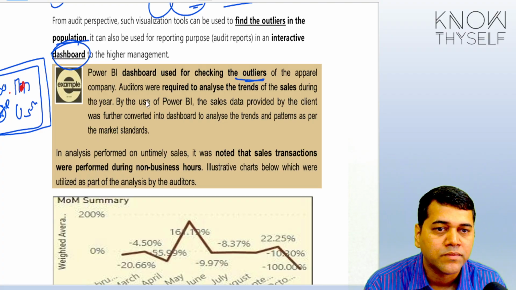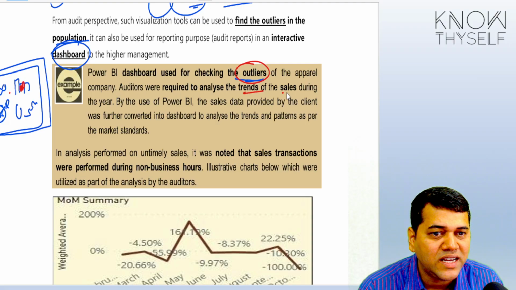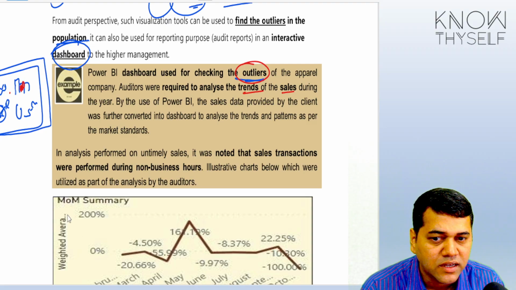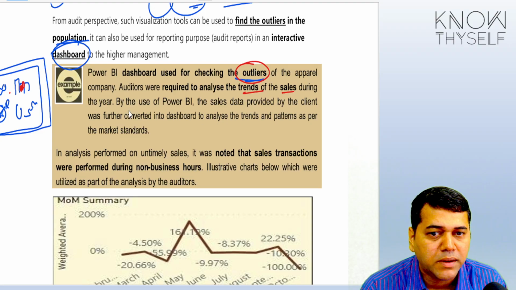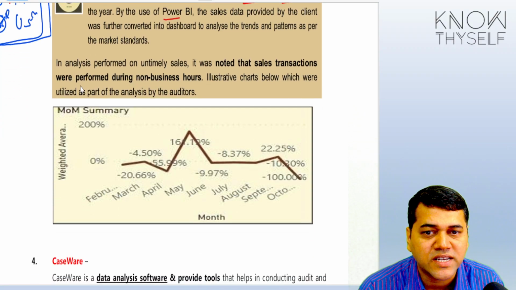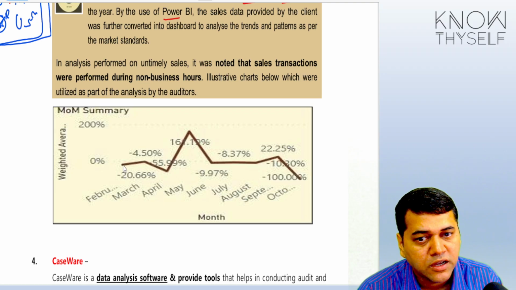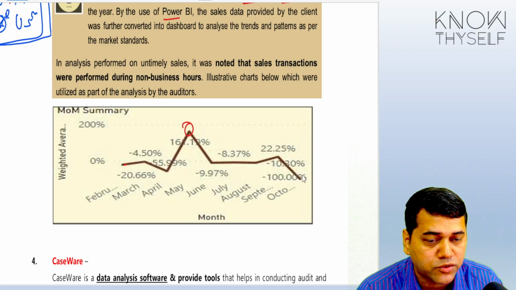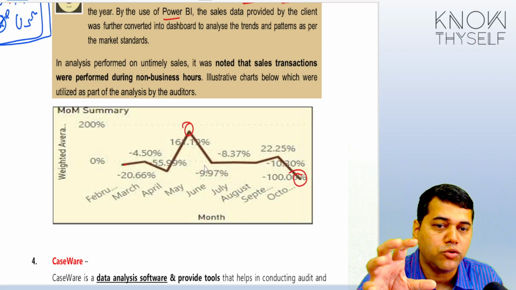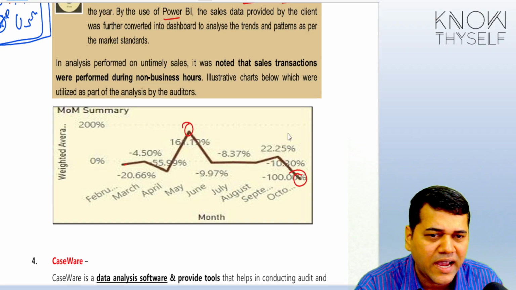See, everything is green. It will catch the outliers of an apparel company. Auditors are required to analyze the trend and sales during the year. See, this is the month on month sales. By the use of Power BI, sales data provided by the client were converted into a dashboard to analyze trends and patterns. It was noted that sales transactions were performed during non-business hours. So they gave an illustrative chart showing the percentage of sales month on month. Suddenly there was a drop, suddenly there was an increase, and there was no sales at all. See, now you come to know. 9% increased, 8% decreased, 22%. Okay, I can say acceptable.